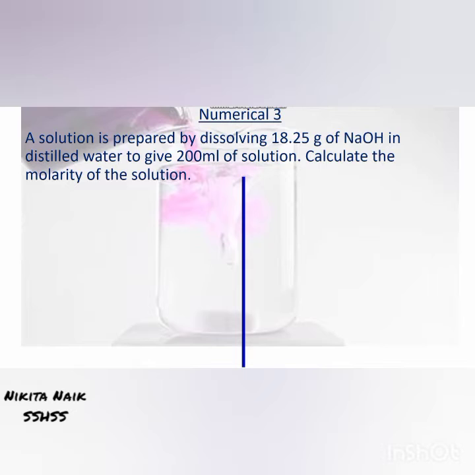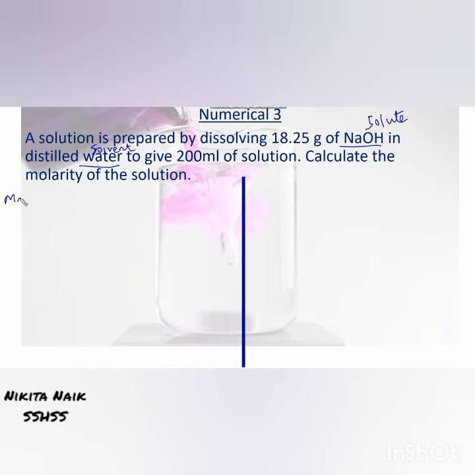Numerical 3. A solution is prepared by dissolving 18.25 gram of NaOH in distilled water to give 200 ml of solution. Calculate the molarity of the solution. From here we know that NaOH is a solute and water is our solvent. Let us write what is given to us.